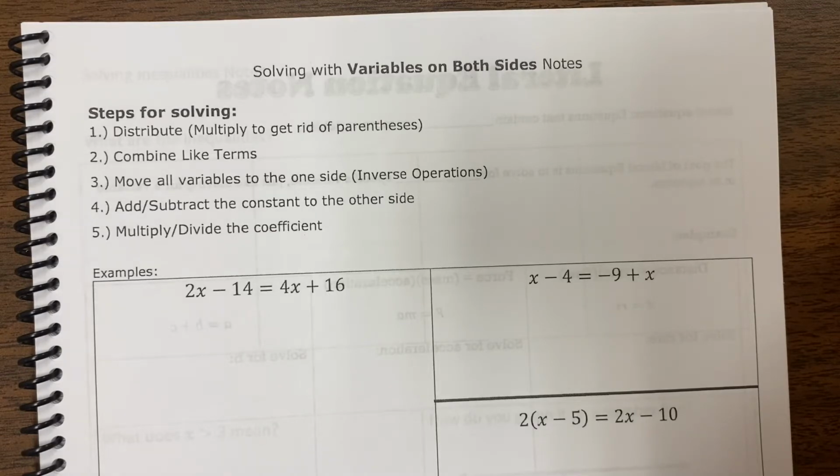The third step is to move all variables to one side. And you're going to do that by using inverse operations. Four is going to be to add or subtract the constant to the other side. So any of the constants, the loose counting numbers. And then lastly, multiply or divide the coefficient. That's the number that's being multiplied by the variable.